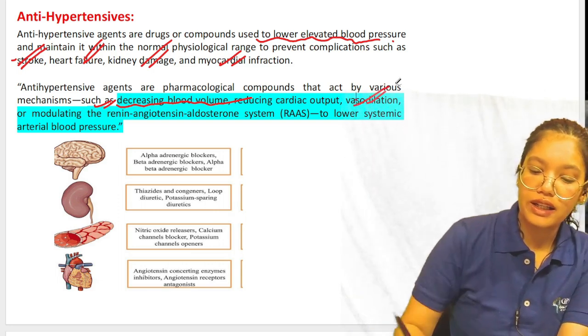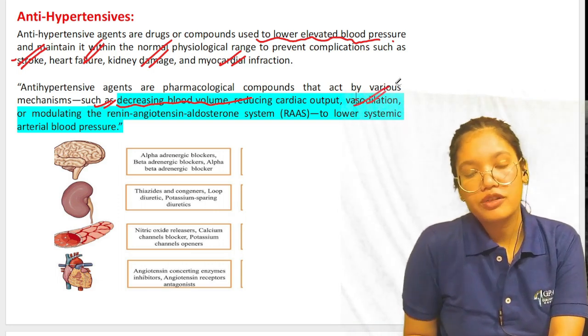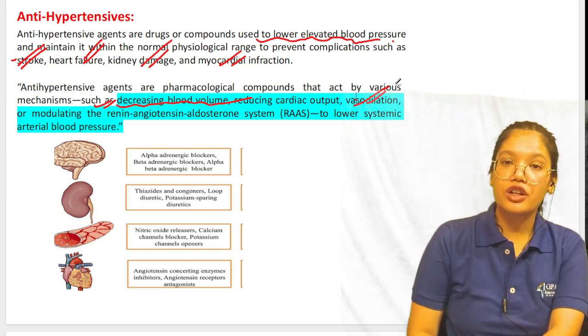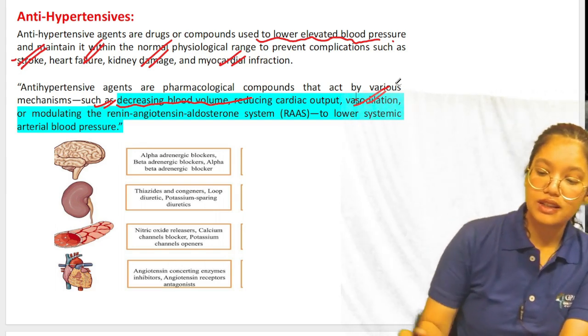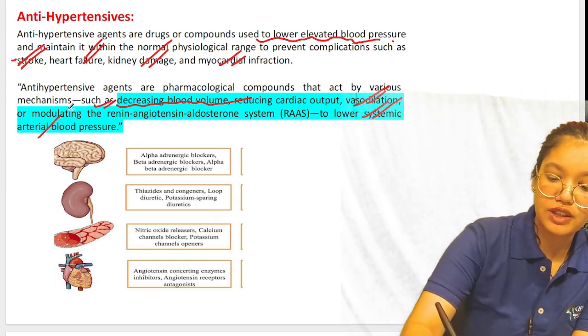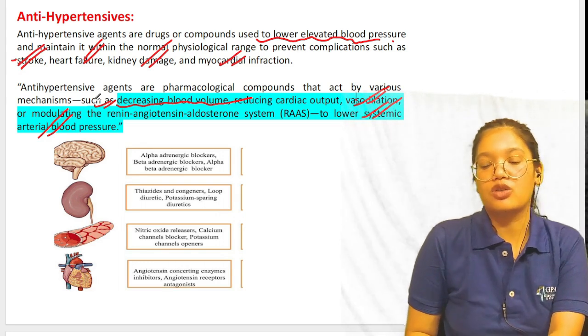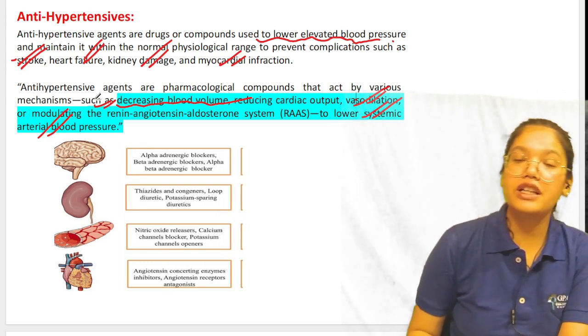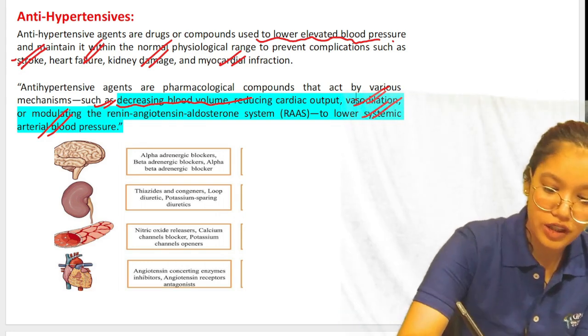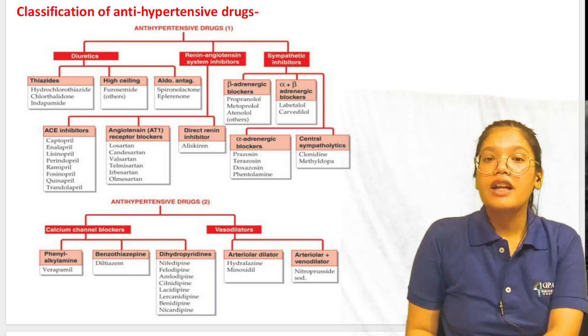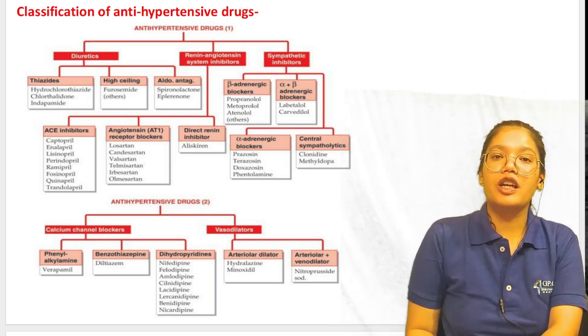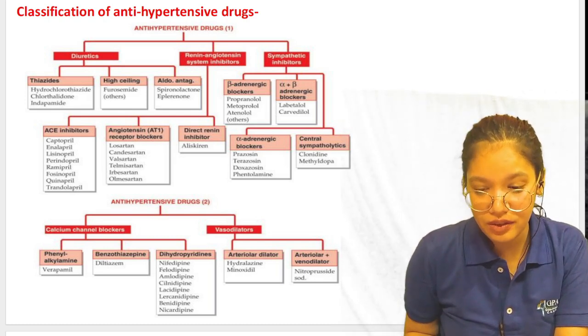Then vasodilation or the modulation of the renin angiotensin aldosterone system, or the RAS system, to lower the systemic arterial blood pressure. So all these are the mechanisms. In detail we will study that further. Next we have the classification of the antihypertensive drugs.